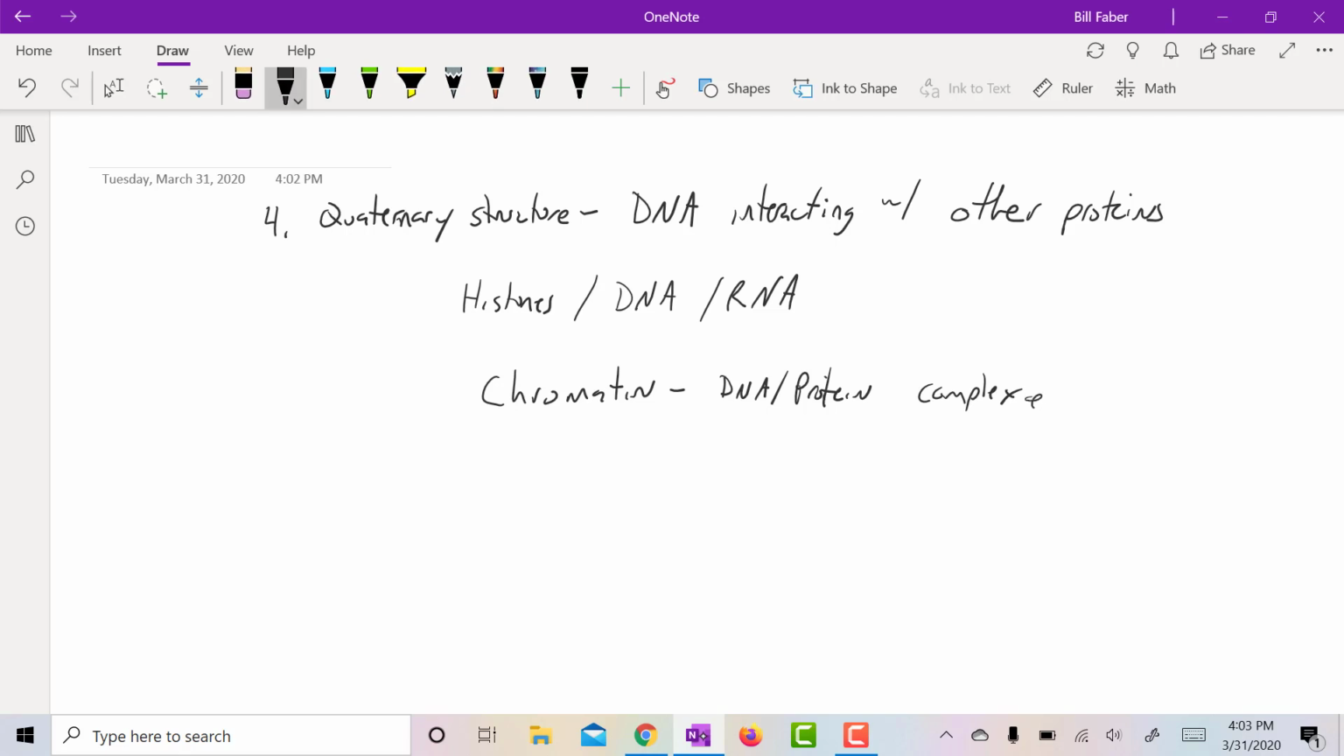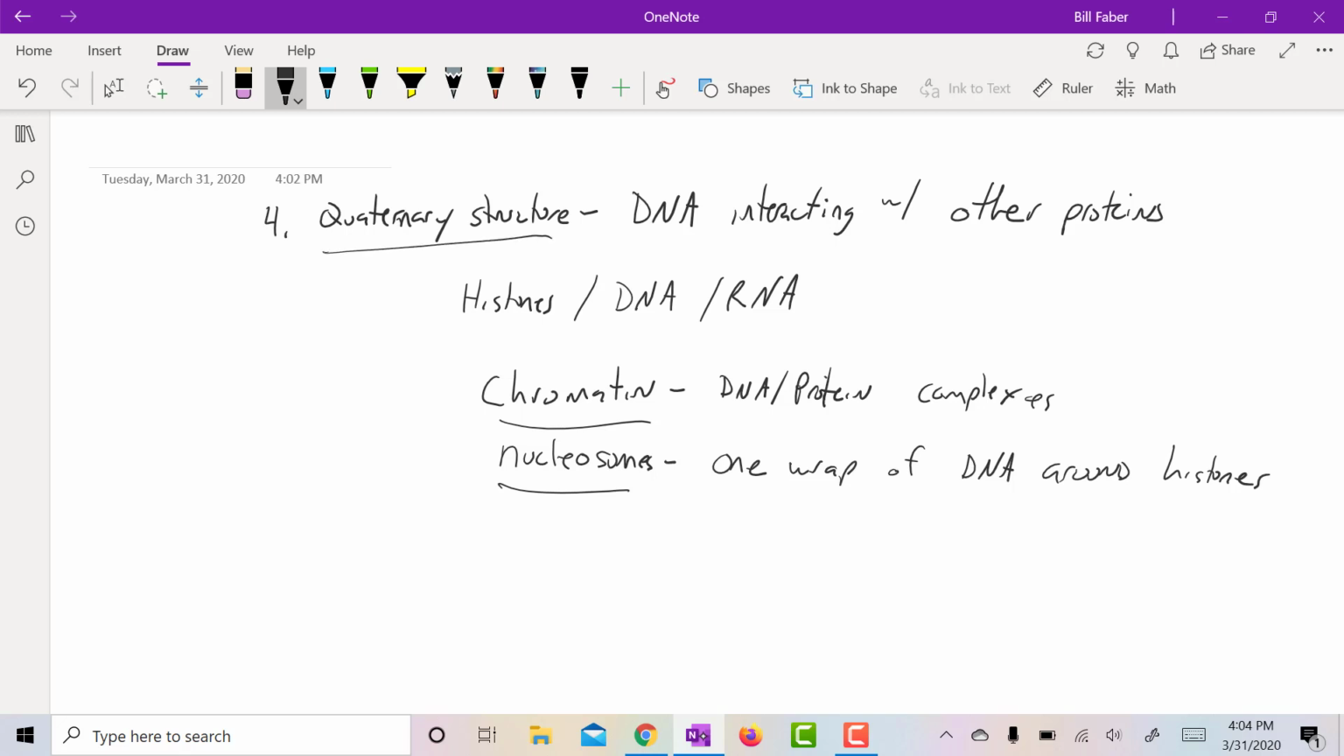And then there are terms like nucleosomes. It's like one wrap of DNA around a histone. And I don't care. I'm not going to ask you questions on these. I just want you to know that that's where those terms come from. They're examples of quaternary structures, okay? And I showed you an image already of those.